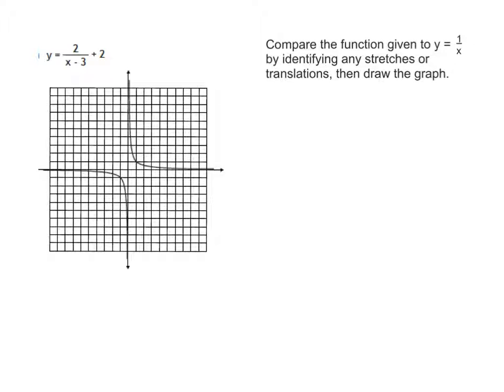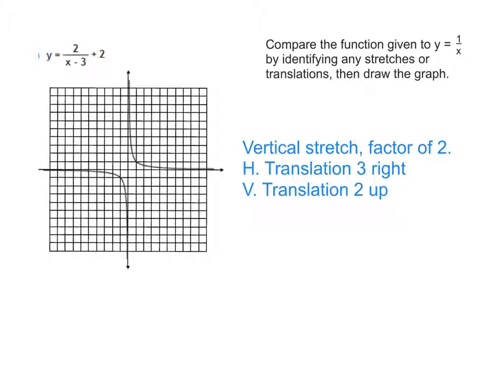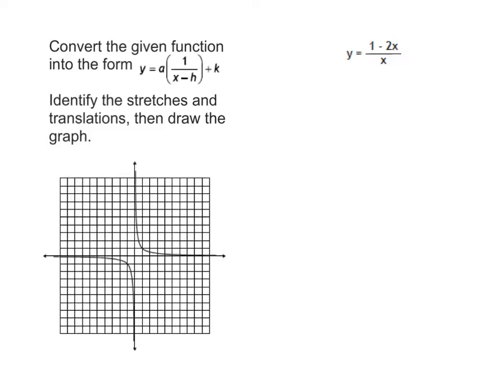This is another one that you did. This was D. What are the transformations here? Vertical stretch by a factor of 2. So a horizontal translation of 3 units to the right and a vertical translation 2 units up. Those are the 3 transformations, and then you can draw the graph. So you already figured out that if we're going to transform y equals 1 over x, y equals a times 1 over x minus h plus k is what you want it to look like, and then you can tell what the transformations are.